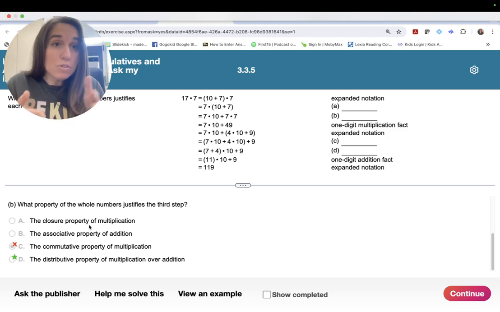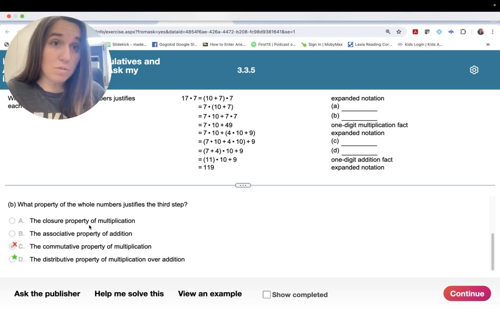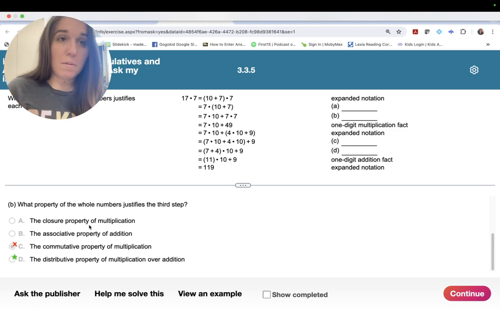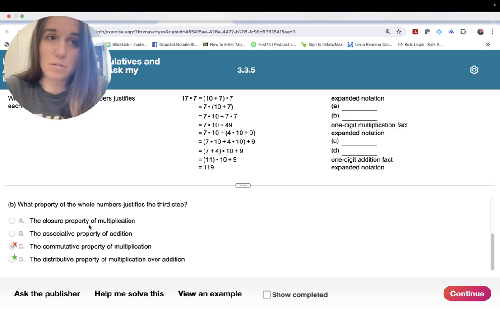So you can apply closure to any operation. The question you always want to be asking yourself is, if I perform that operation on 2 of those numbers, do I get that same kind of number out? If I do, it's closed under that operation. If I don't, it's not closed under that operation.